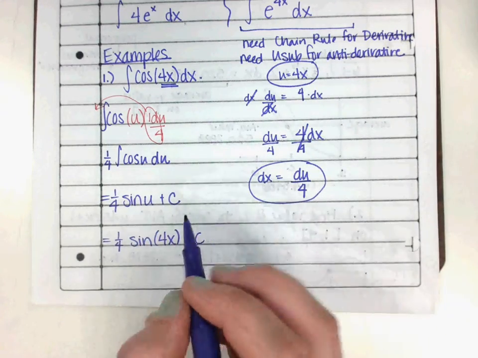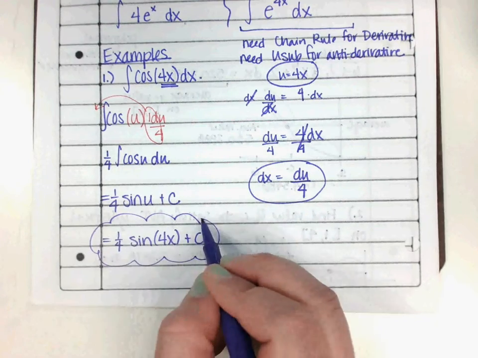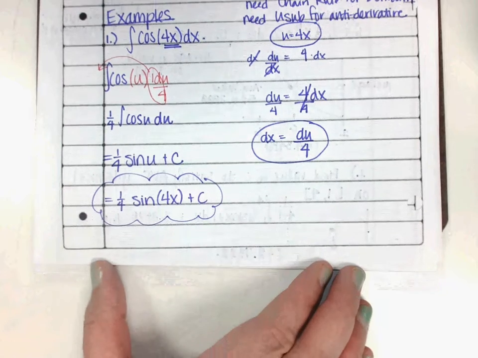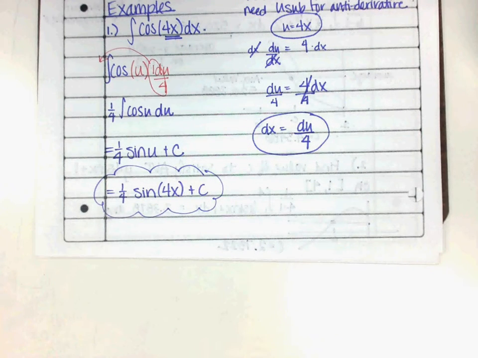Got it? Okay, now, real quick, I don't want you to write this down. I just want you to think about it. What would the derivative of a 4th sine 4x be? What would I get?